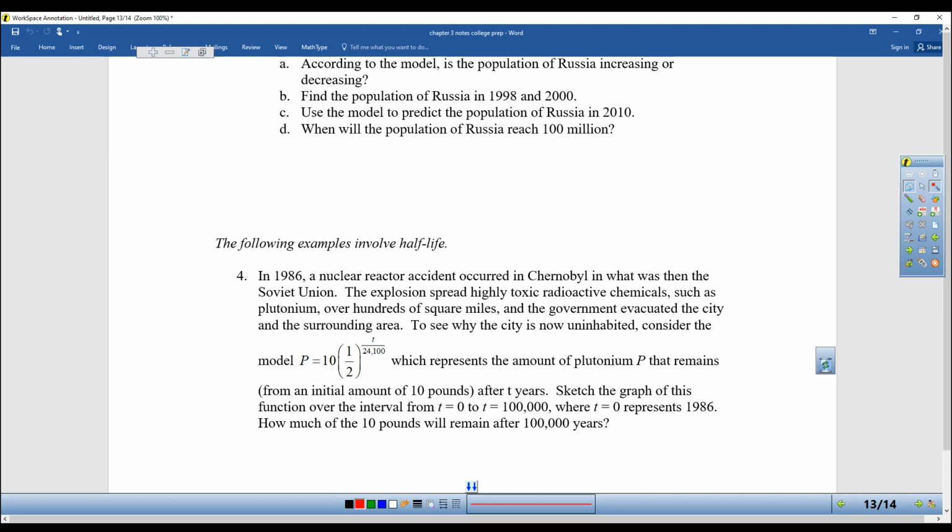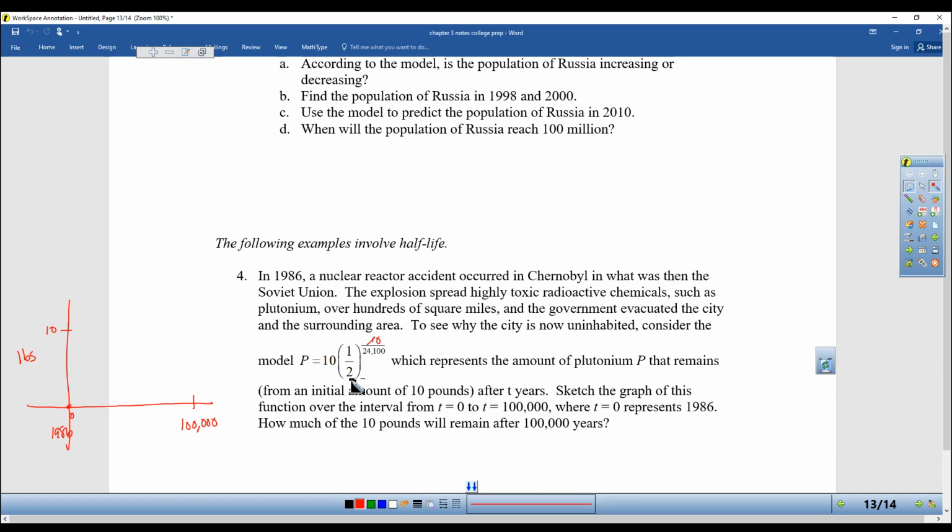So it says, sketch the graph of this function from t equals 0 to t equals 100,000, where, again, t equals 0 represents a certain year. So 1986 is going to be our 0, and they want us to go all the way up until 100,000 years later. If I put a 0 in here, 0 divided by 24,100 is still 0, and anything to the 0 power is 1, and 1 times 10 is 10. So you're starting with 10 pounds of plutonium.